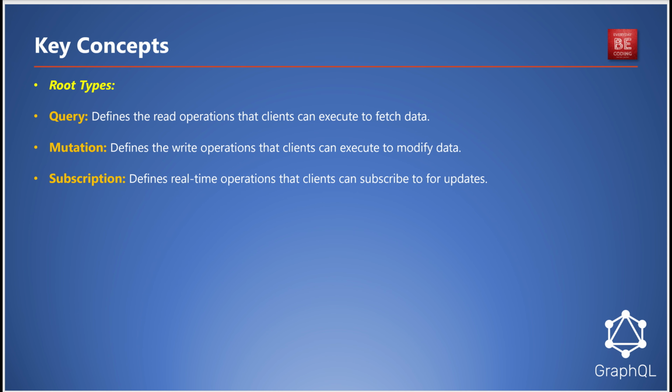Focusing on the root types, we have queries, mutations, and subscriptions. Queries define the read operations to fetch data. For instance, you might query a list of books or a specific author. Mutations are all about write operations that allow data modifications. This could involve adding a new book or updating an existing one. Subscriptions are particularly intriguing as they deal with real-time operations. They allow clients to subscribe to updates, such as being notified when a new book is added to the database.